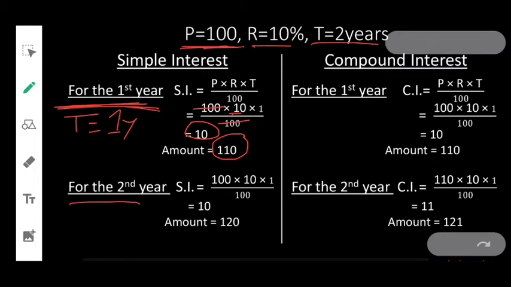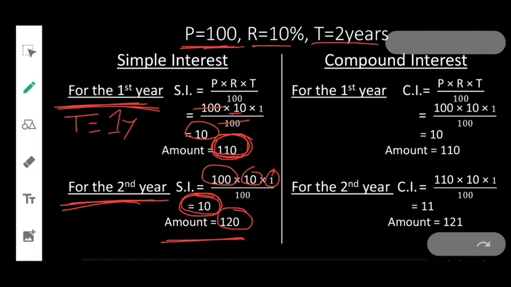And simple interest for the second year, the formula is P into R into T by 100. Here P is 100 rupees because simple interest is calculated on the original principal throughout the entire time. So simple interest for the second year is also 10 rupees, but amount will be 110, that is the amount at the end of the first year, plus simple interest for the second year. So amount at the end of second year will be 120.